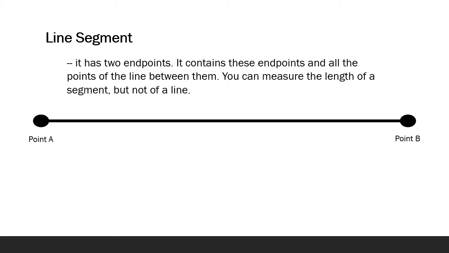So we point out that the point on the left is point A, and the point on the right is point B, or simply A and B. We write a line segment as AB with a bar above. We read that as the line segment AB.